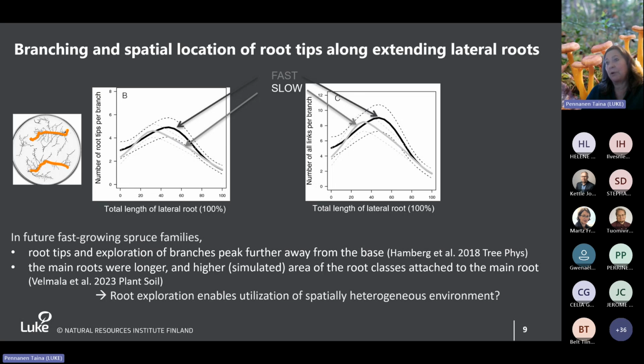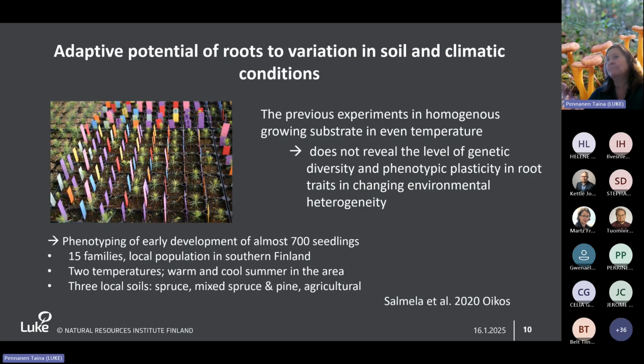That might give some benefit in a spatially heterogeneous forest environment. The same was found in another experiment where we had a different set of fast and slow growing families. These seedlings were seed derived, because the root structure of the clones is very different, much rougher. All these results were obtained from seed material, where the roots are really branchy, a normal structure.